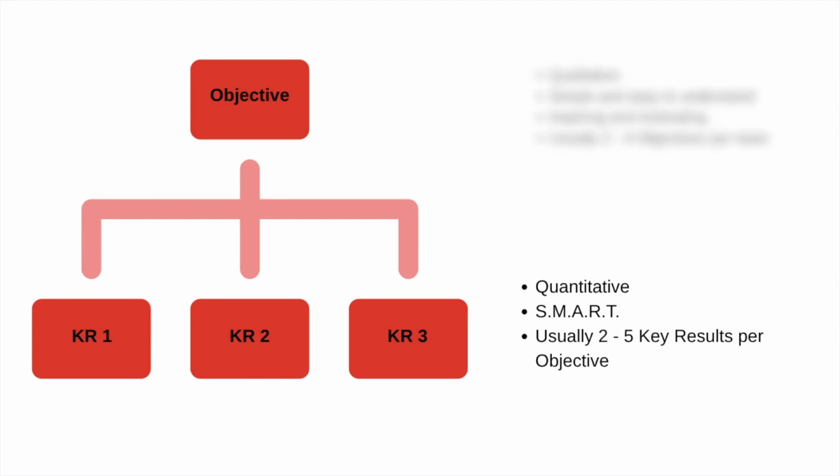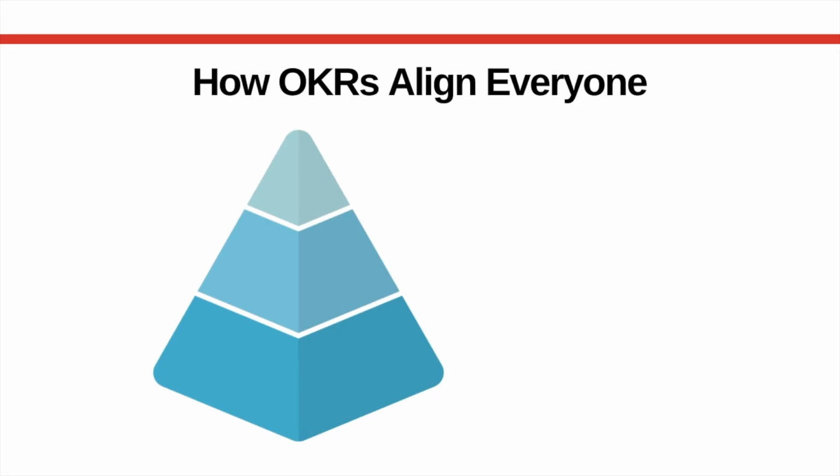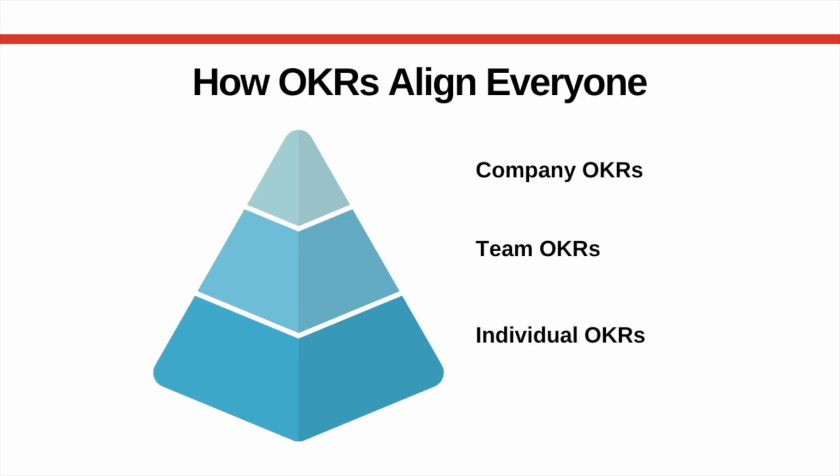Let us see how OKRs align everyone. At the top level, we have company OKRs. These define the overall direction of the business, where the company wants to go. Next come team OKRs. Each department creates its OKRs in a way that supports the company goal. Finally, we have individual OKRs. These break down team goals into individual contributions.